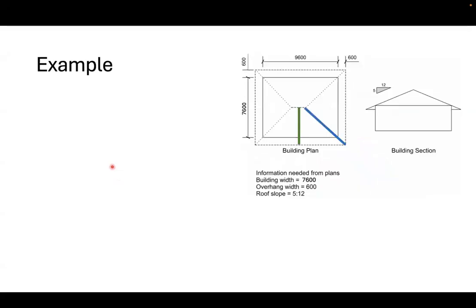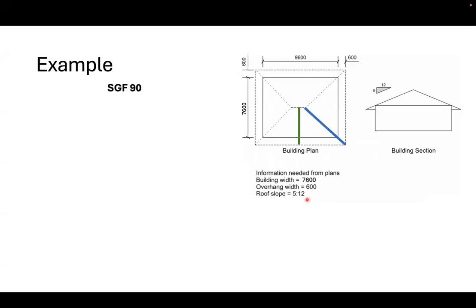Let's do an example. So we have a building 9,600 long. We have a 600 mil projection all the way around. It's a hip roof, and it's 7,600 wide. Now we have a roof slope of 5/12. So what's the very first thing we can do?